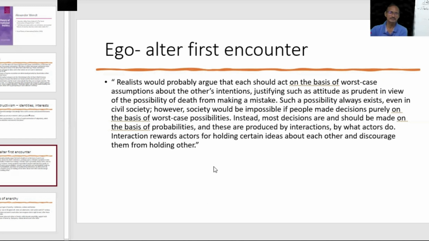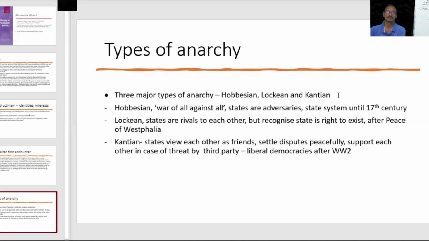So he says, coming to states, they can respond to anarchy in a variety of ways. He says there are three major types of anarchy: Hobbesian, Lockean, and Kantian. In Hobbesian, states assume war of all against all. States assume that they are adversaries. And Wendt says such a system existed till the 17th century.